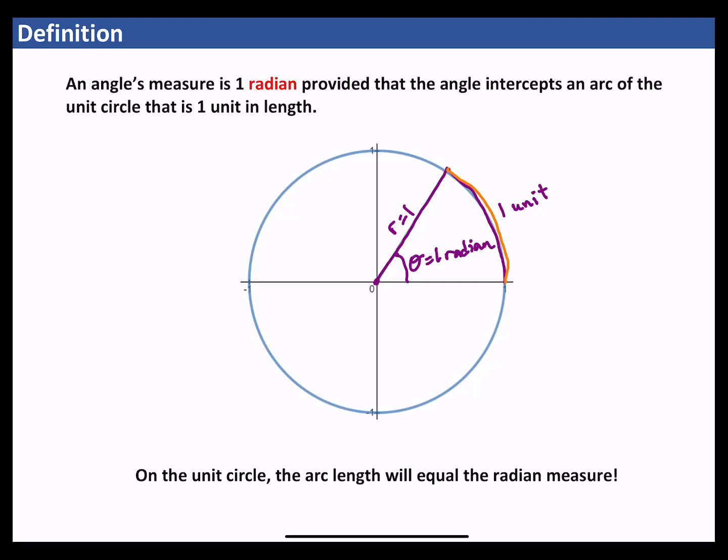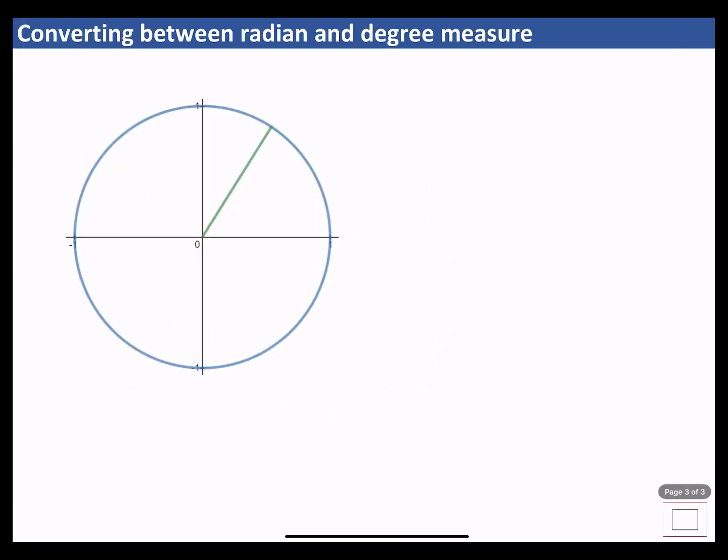On the unit circle, we want to recognize that the arc length always equals the radian measure. So the length of this arc along the outside of the circle equals the angle that we used to create the arc. So now that we have 2 units for measuring angles, namely degrees and radians, we want a method for converting between the 2 units of measure. So it will be helpful to recognize a couple things about the unit circle to help us do this.